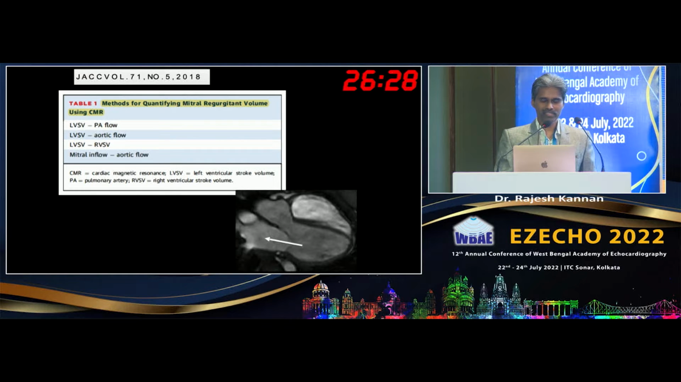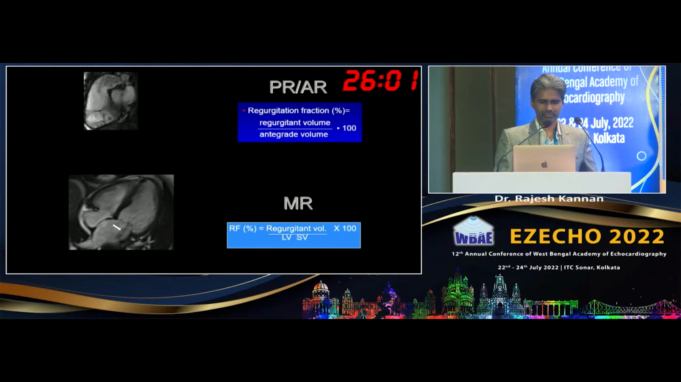So what we will do is a volumetry for the stroke volume, and we will do a PC at the level of the aortic valve. We calculate the aortic valve forward flow, and subtract the aortic flow from the LV stroke volume, which will give you the mitral regurgitant volume. So this is, again, a very easy method. The only thing is, we will be combining both the planimetry using cine sequences and the phase contrast flow study.